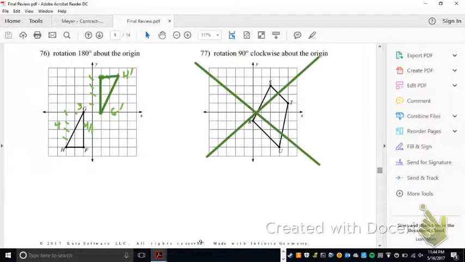Skipping 77, we did that in class. And just so you guys know, you should have that down. You are responsible if you want the full 30 points for this, but it's not going to be on the final.